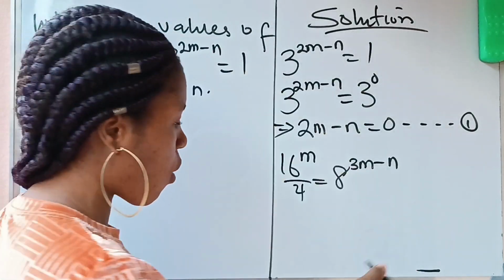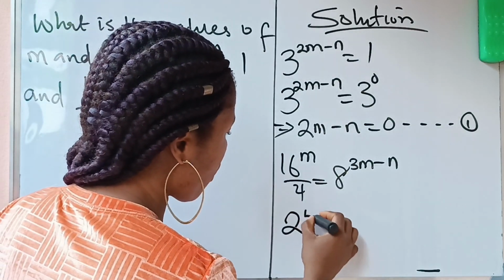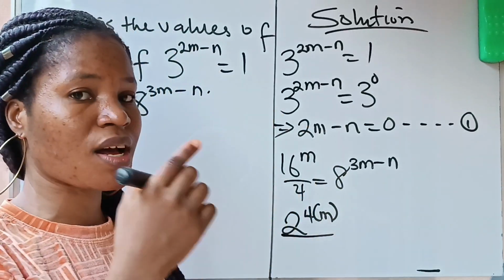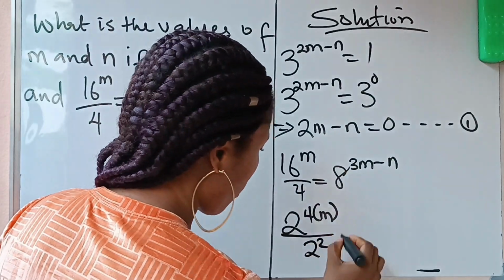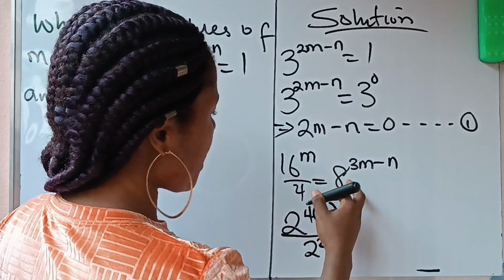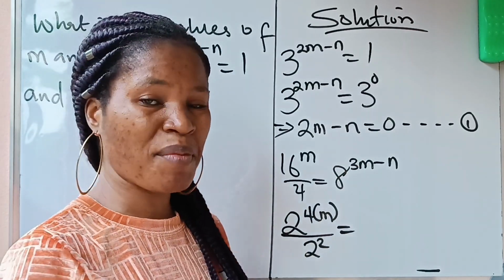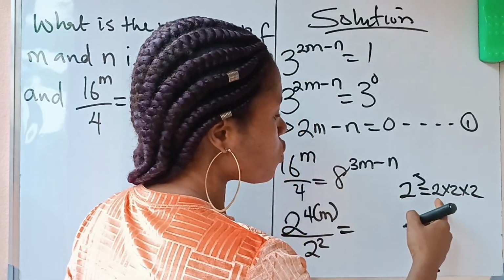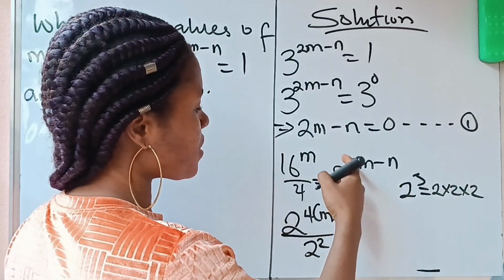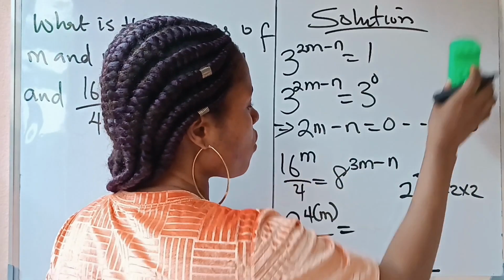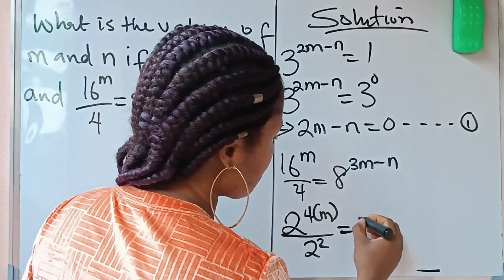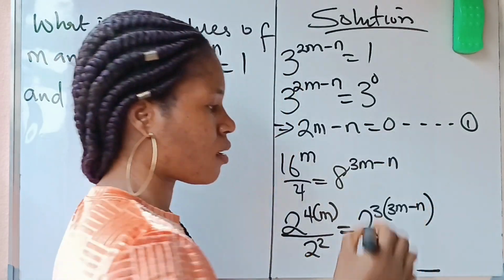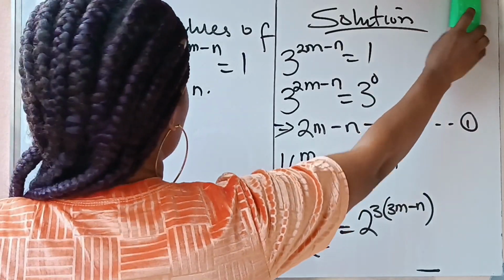16 is 2 raised to the power of 4, so I'll replace 16 with 2 raised to the power of 4, bracket m. All over, 4 is 2 raised to the power of 2. And 8 is 2 raised to the power of 3. Hope you understood: 2 raised to the power of 3 is 2 times 2 times 2. 2 times 2 is 4, and 4 times 2 is 8. So I can replace 8 with 2 raised to the power of 3, in brackets. Remember, there is still 3m minus n here. So let's go ahead and solve this.